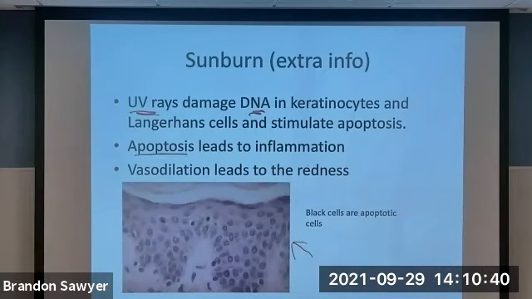And so then that apoptosis leads to some dead tissue in that area, which stimulates your immune system, gets inflamed, and that's why you get redness and pain and swelling with sunburn, because you have some inflammation there because some of those cells were actually destroyed. And then you get some vasodilation because of that injury as well, because of the inflammation, and that leads to some of the redness as well.